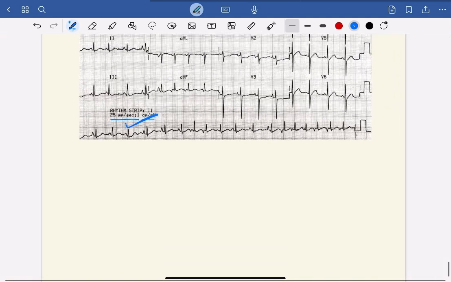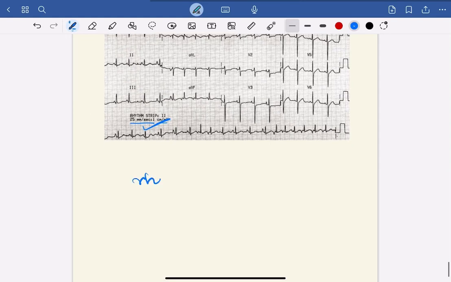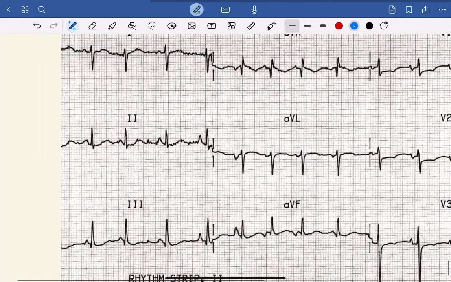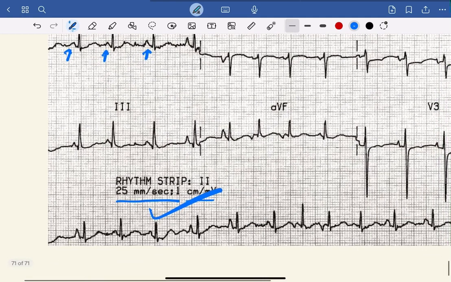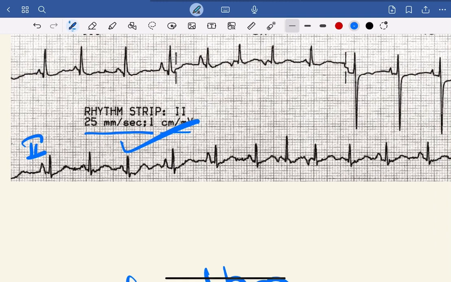To check rhythm, we have to see P waves. Let's check. Rhythm is seen in lead 2. In lead 2, there is P wave, P wave, P wave. So lead 2 is given here. Let's look at this. This is lead 2. This is P wave. This is P wave. This is P wave. P wave. P wave. Look at here.